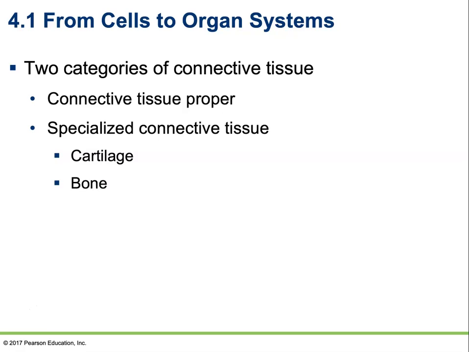Bone is also going to be considered a specialized connective tissue. Its primary role is going to protect and support internal structures, facilitate movement along with the muscles, store lipids, typically within that yellow bone marrow, store calcium and phosphorus, and produce red blood cells within the red marrow.